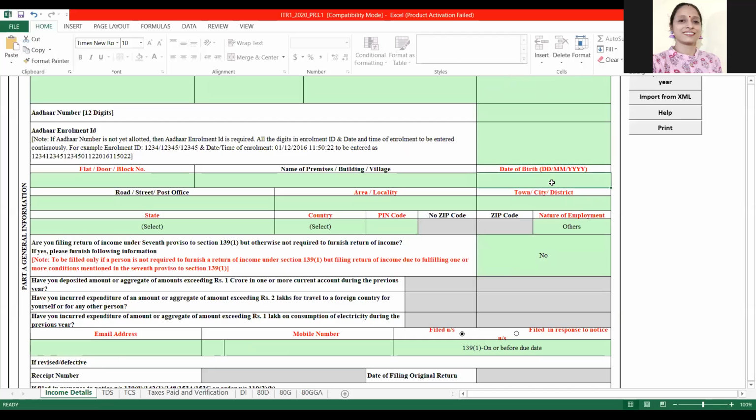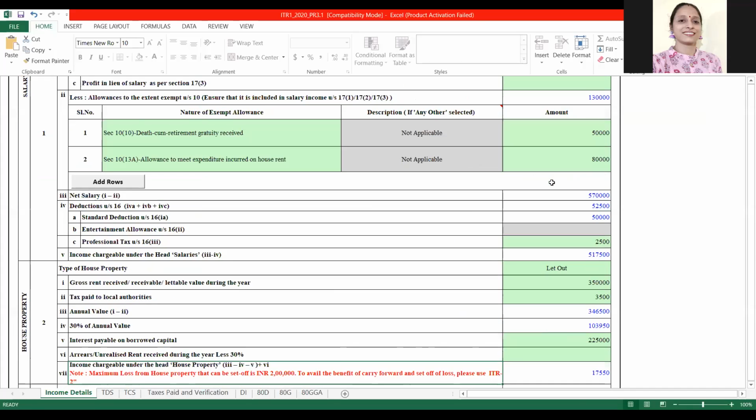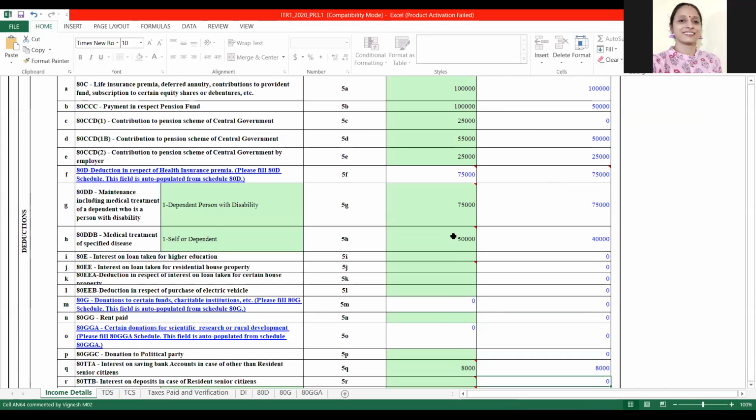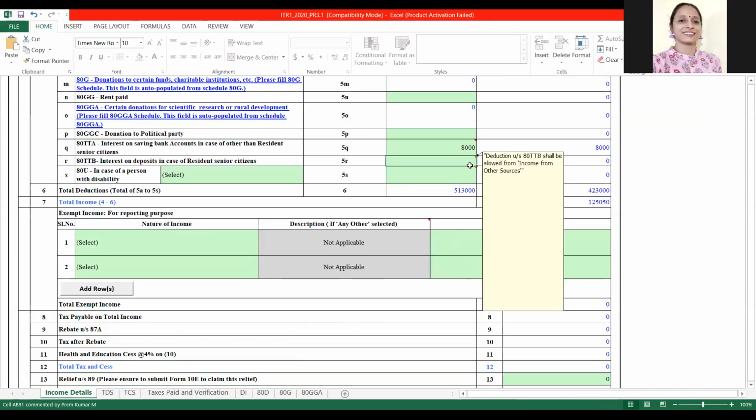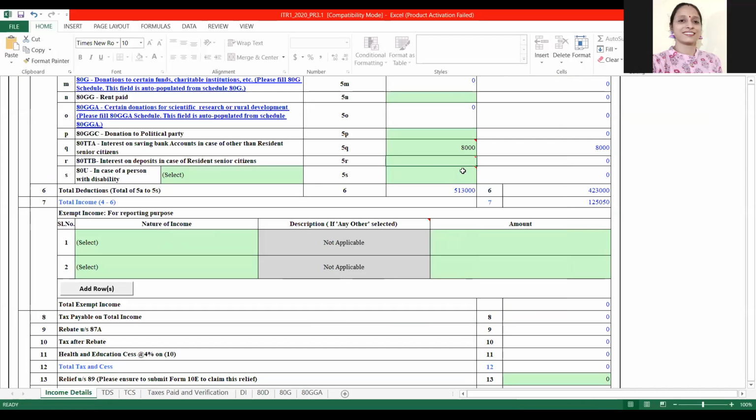This system will come to know what my age is, that I'm not a senior citizen, and then this particular column will turn gray. 80TTB will turn gray. Okay. So I'm not putting the amount over here.